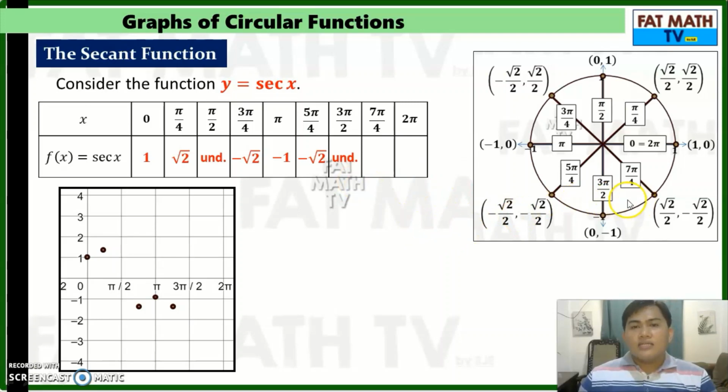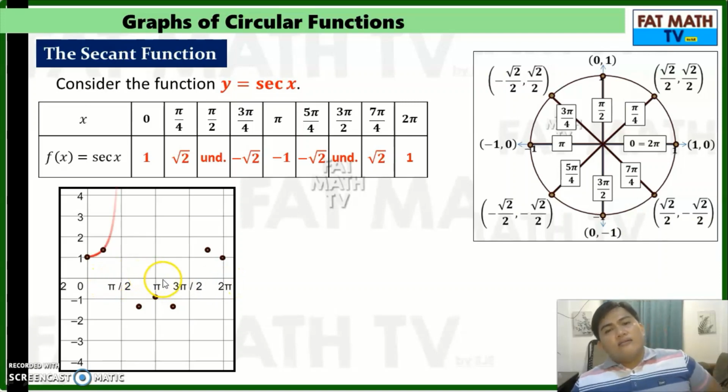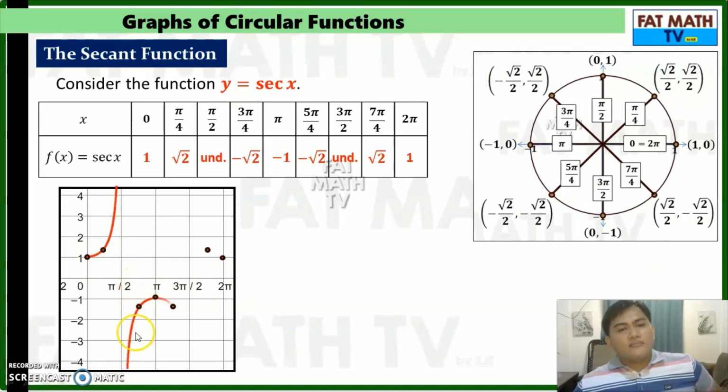And if x is 7 pi over 4, so 1 over square root of 2 over 2 is square root of 2. So that is positive 1.4. And then when x is 2 pi, so 1 over 1 is 1. So we have this. If we give more values of x and solve for y, we can draw the graph, and it looks like this. So you will have it here and then here.